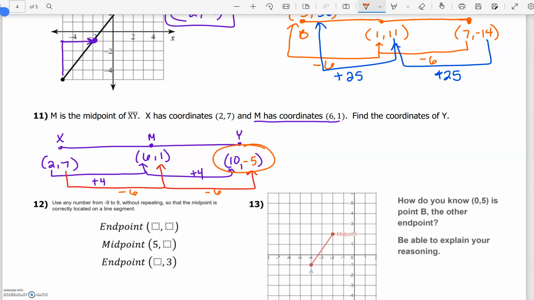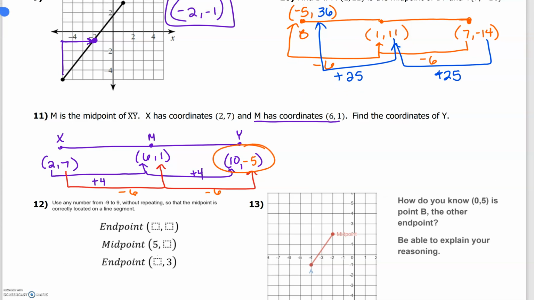So we should have coordinates of 10, negative 5. So adding 4 for my x would give me the 10 when I add it to the 6. And then when I go from 7 to 1, I'm subtracting 6. So I need to subtract 6 again to get to my final endpoint.